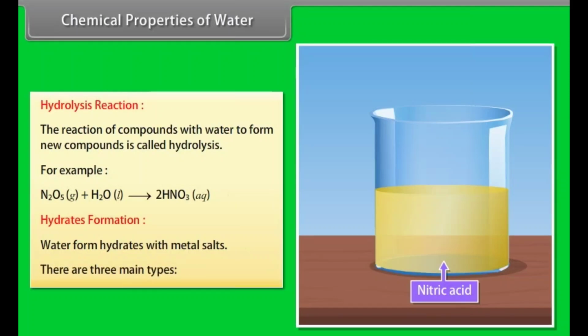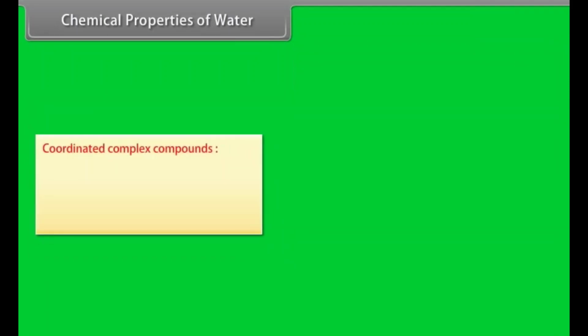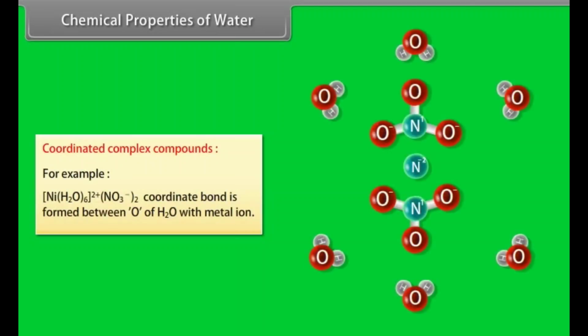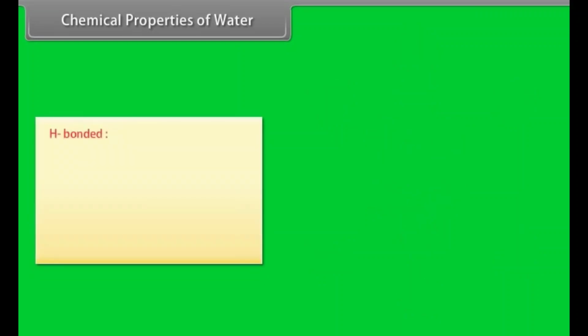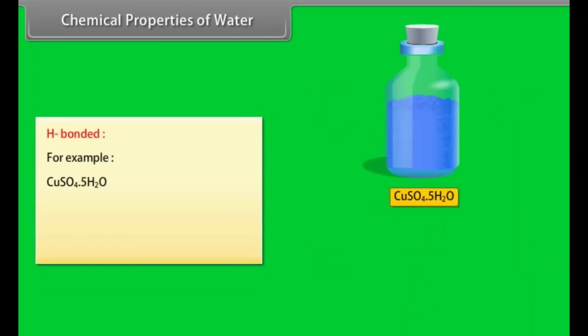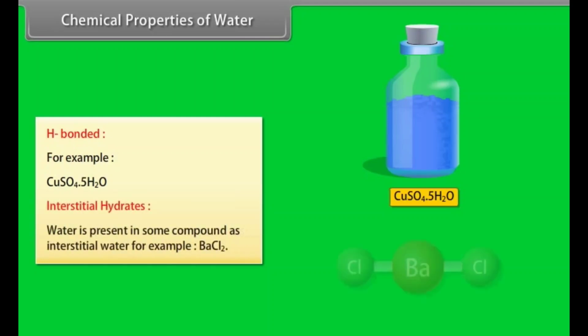There are three main types. Coordinated complex compounds. For example, nickel 2 nitrate hexahydrate. Coordinate bond is formed between O of H2O with metal ion. H bonded. For example, copper sulfate pentahydrate. Interstitial hydrates. Water is present in some compounds as interstitial water. For example, BaCl2.